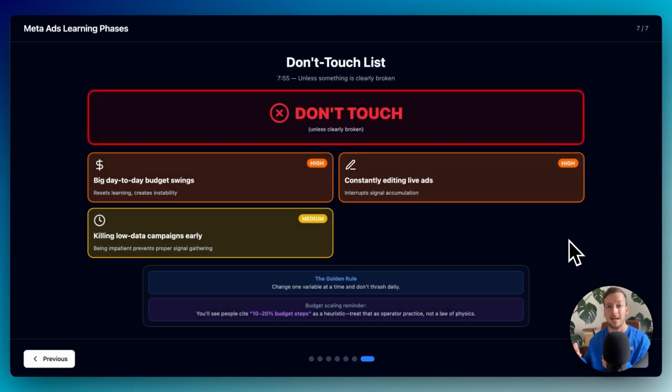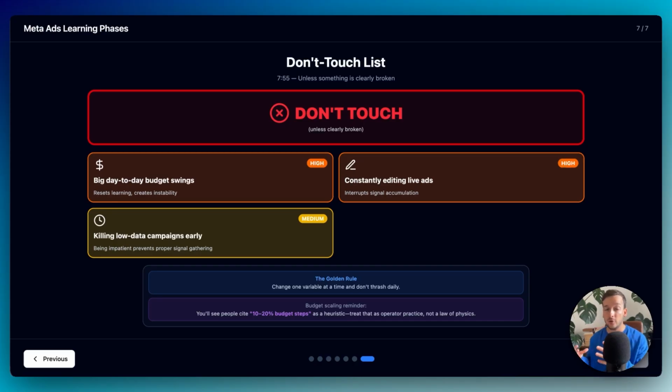And there are definitely some do not touch best practices as well. You also do not want to be modifying your budget really fast and really big, in a big swing kind of way, because that is how most people actually send their ads back into the learning phase. You also do not want to be constantly modifying or editing live ads, because that will interrupt the signal accumulation. You can definitely do some edits, you can definitely feed your creative bank, just avoid the constant interruption and re-editing of the same assets over and over again.